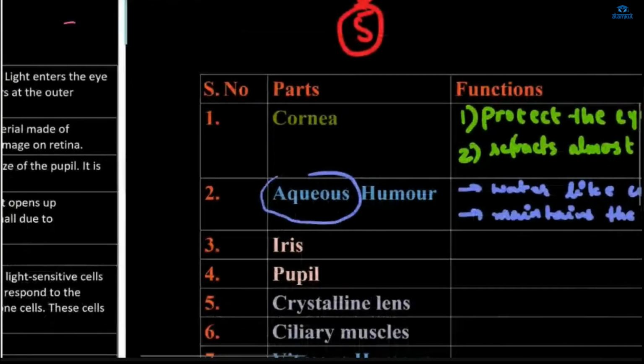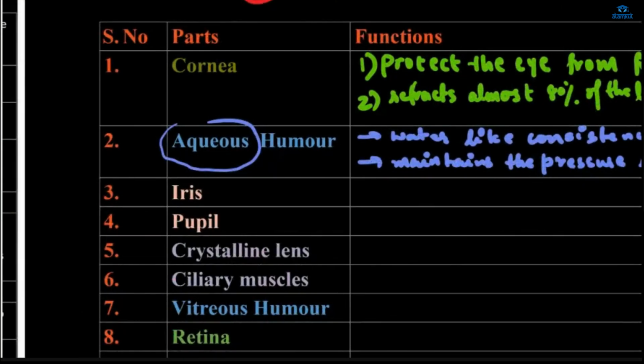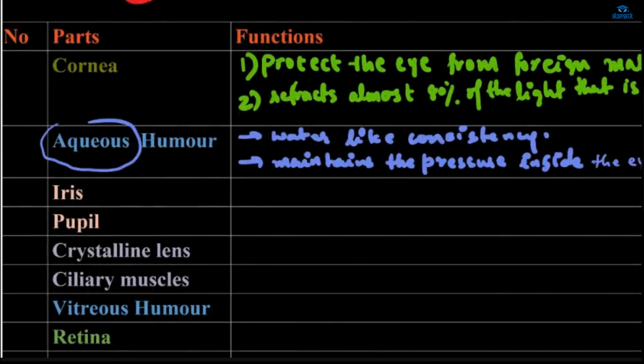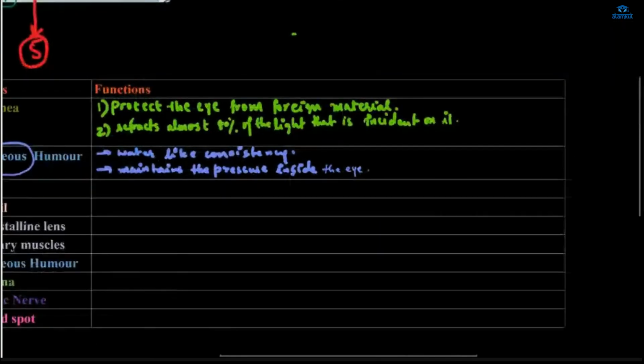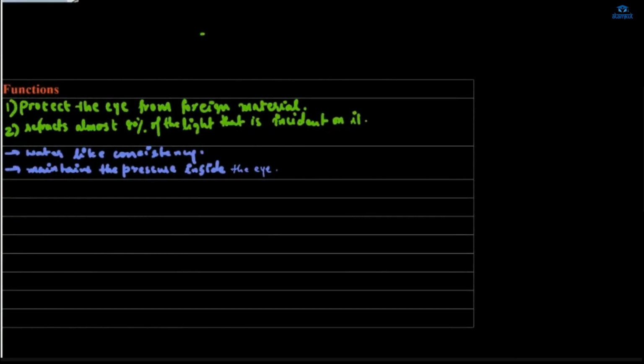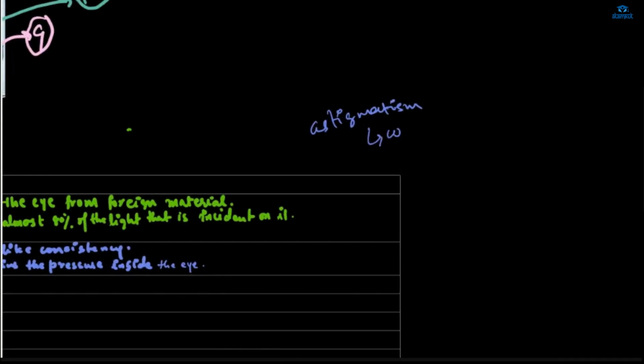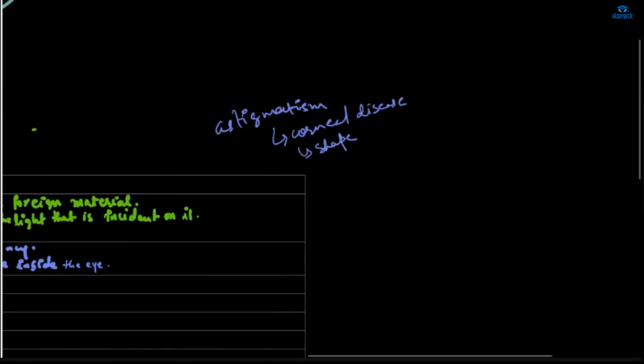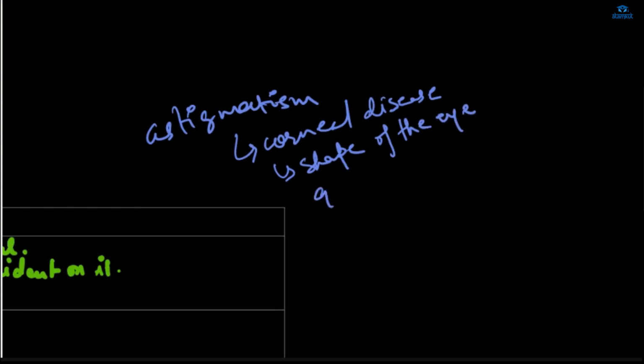Sometimes its shape gets distorted due to some biological phenomena, which is known as corneal disease, also known as astigmatism. We don't have to concern ourselves with this, but just for extra knowledge: astigmatism is a corneal disease where the shape gets disturbed.